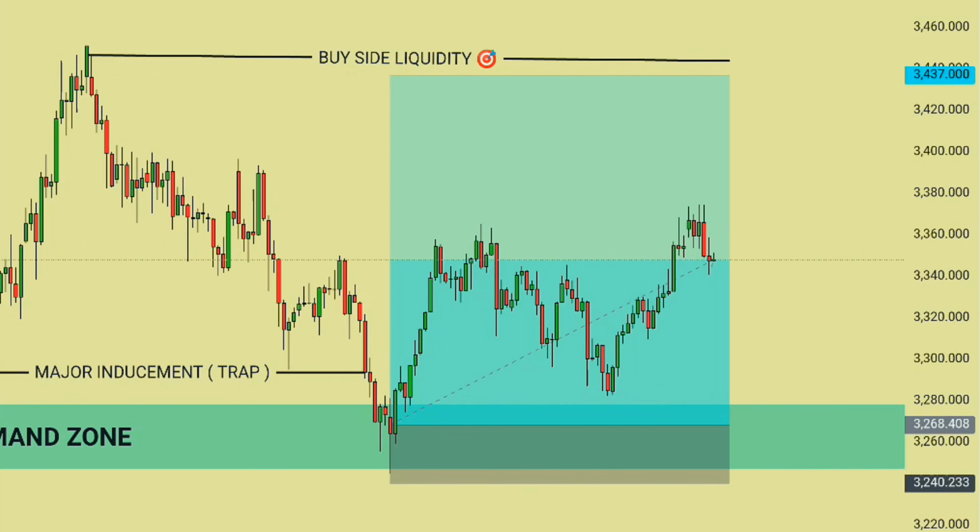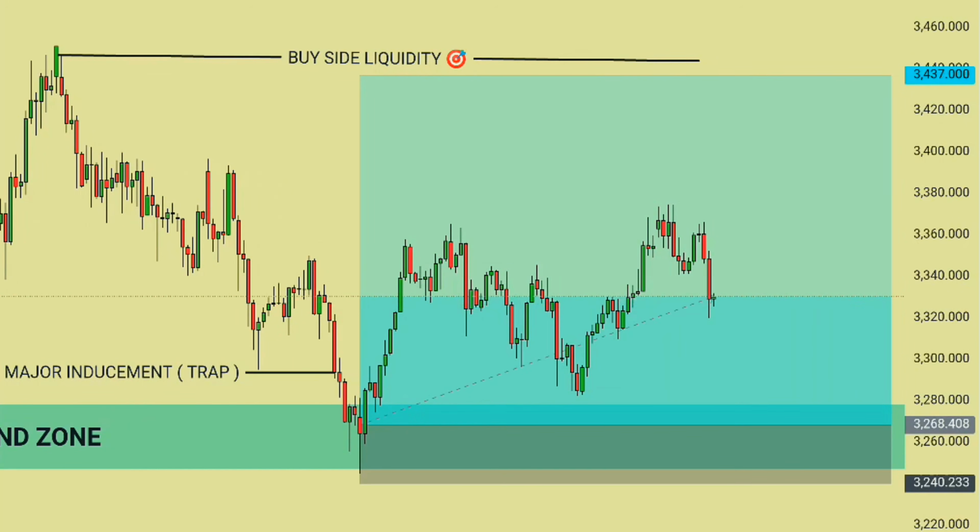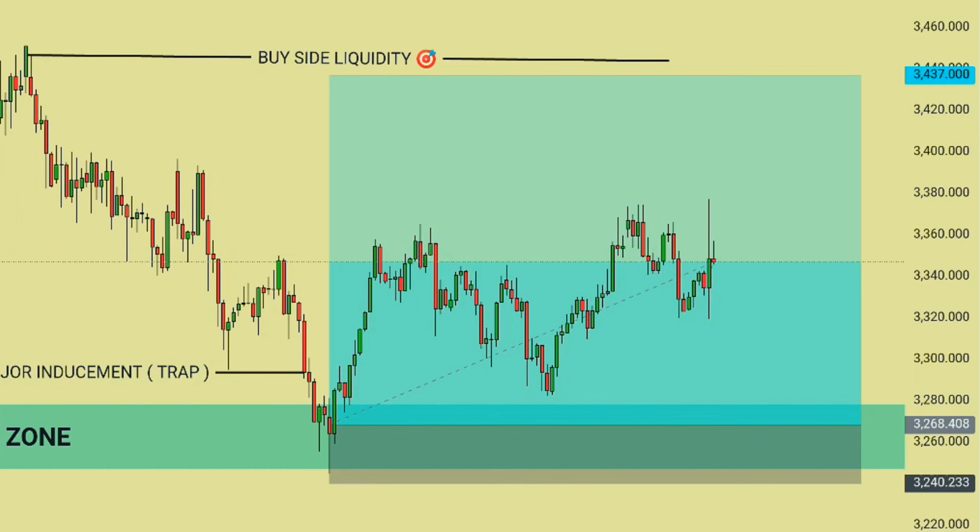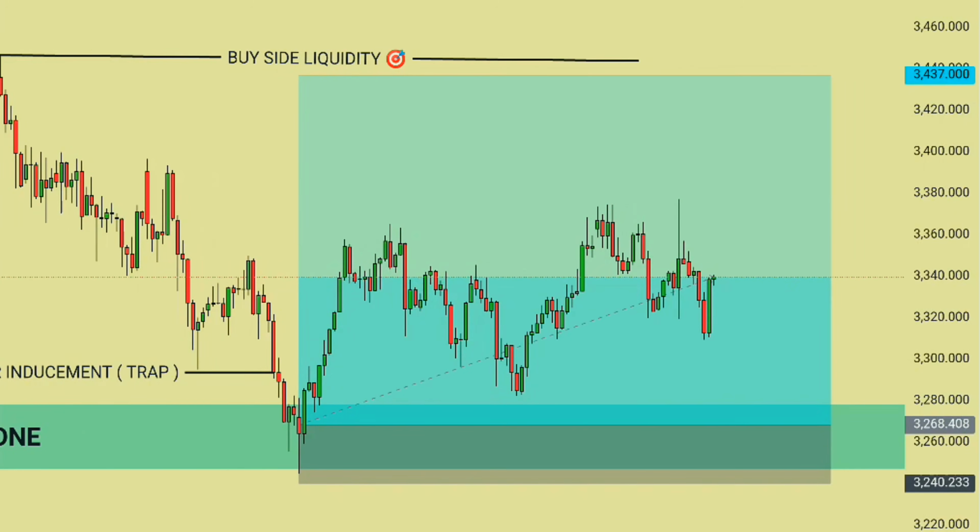So that's the complete smart money setup on XAUUSD, from demand zone to buy side liquidity.